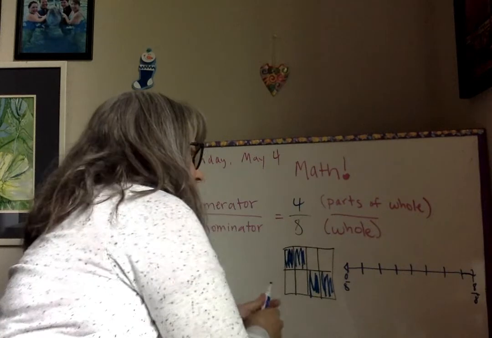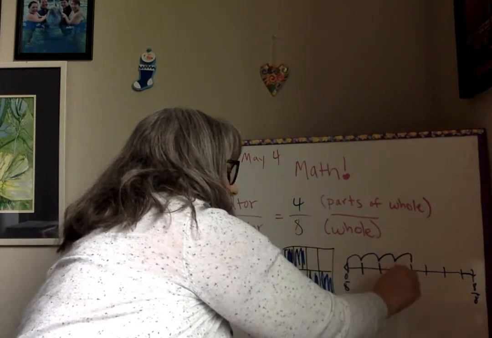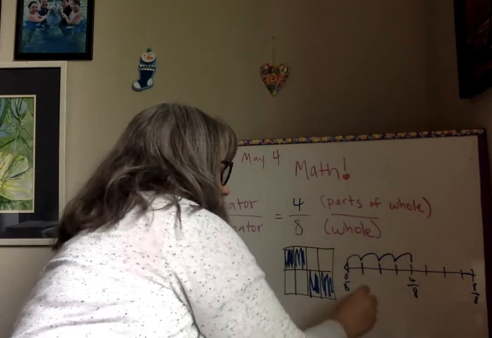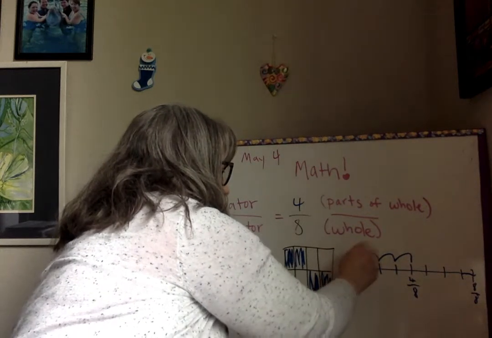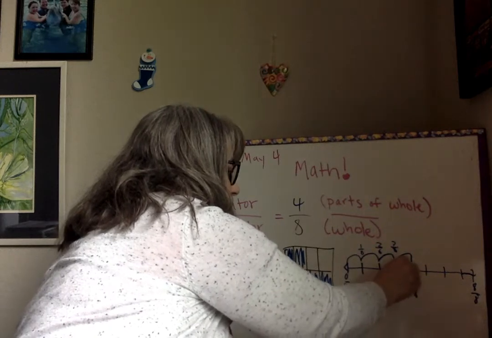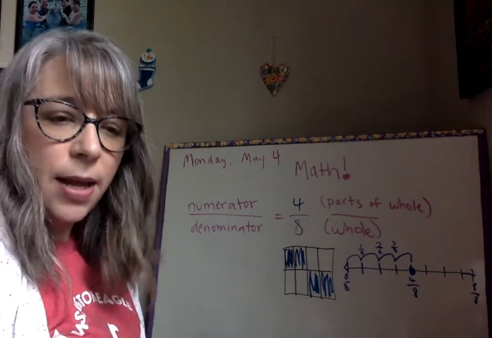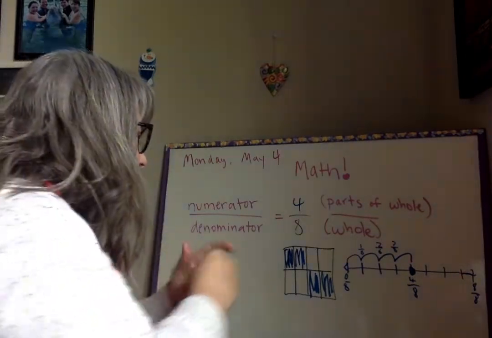So if I want to represent 4/8, we're going to go 1, 2, 3, 4. Well, there's our 4/8. This would be 1/8. This would be 2/8. This would be 3/8. And here we're representing 4/8. So there's our 4/8 right there. Just hopping. Hopping and a hopping. Okay.